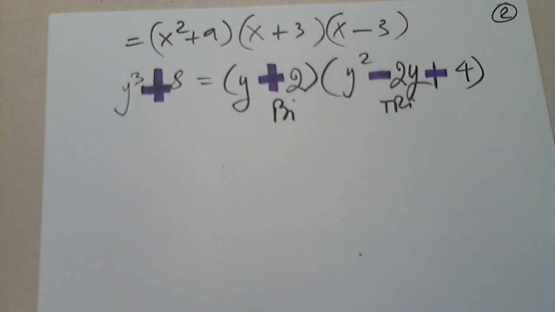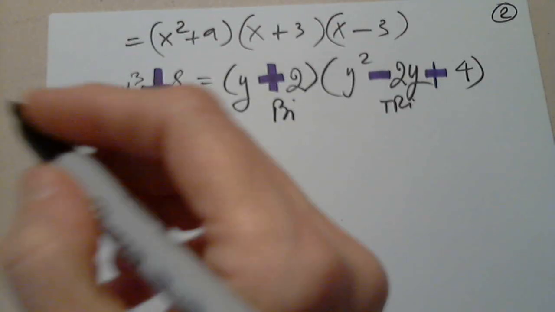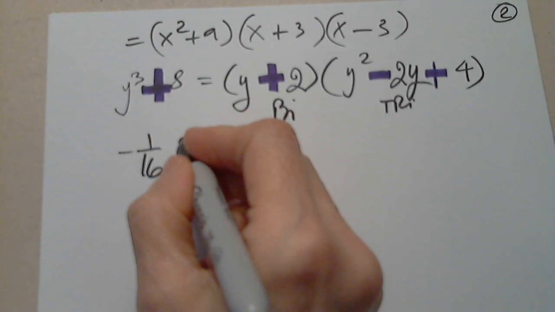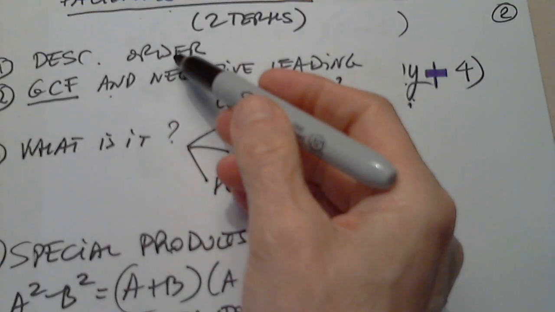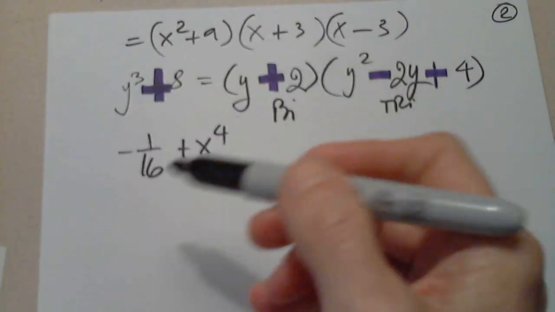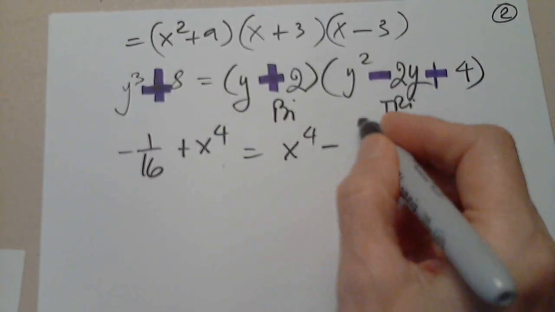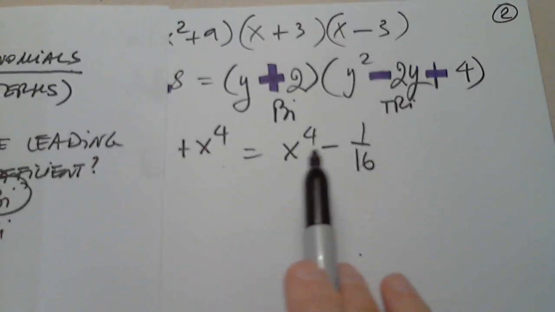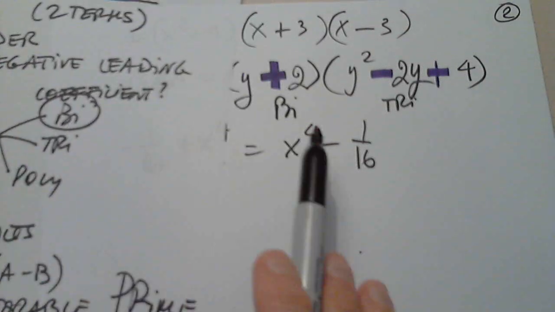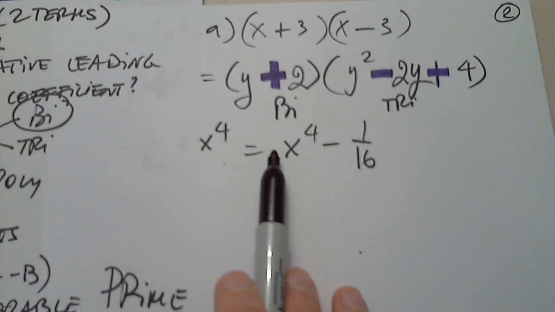Okay, the next in line, minus 1/16 plus x to the 4th. Please go through the steps. Descending order? No. I have to rearrange it. Greatest common factor? No. Negative leading coefficient? No. It's +1. What is it?